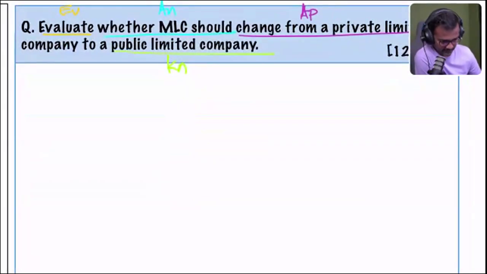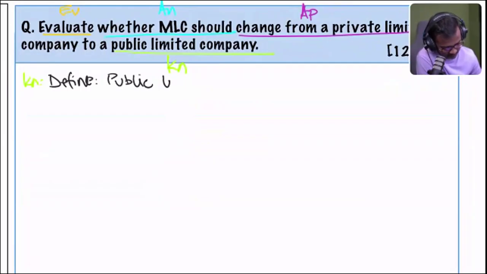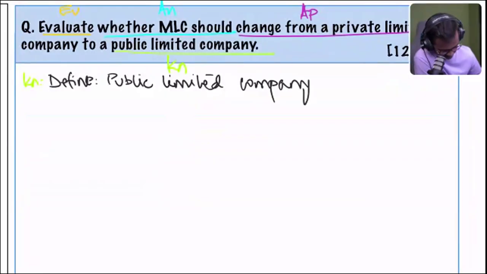Right. So let's begin forming this answer. So as always, it's a good thing to start off with a definition. And I would just start with a definition of a public limited company. Okay. And like I always tell you, don't forget this. Bring in applications straight away after your definition. Don't beat about the bush.